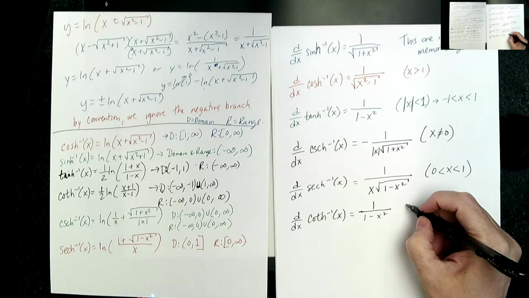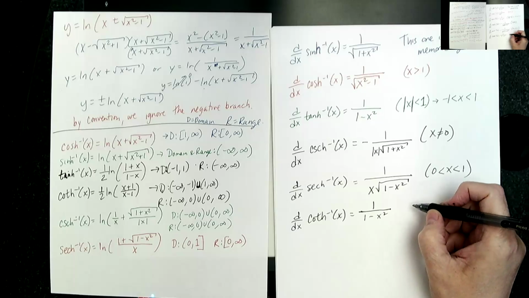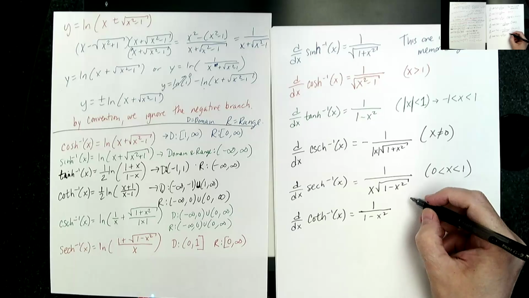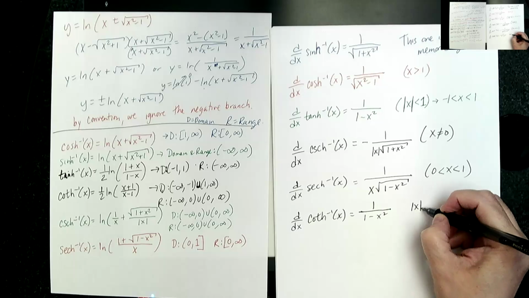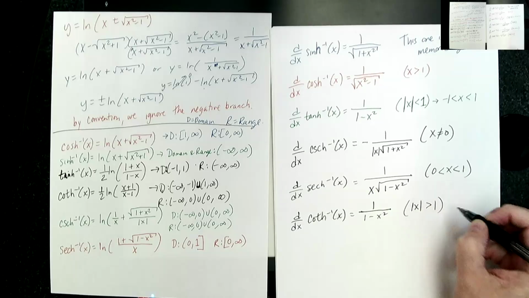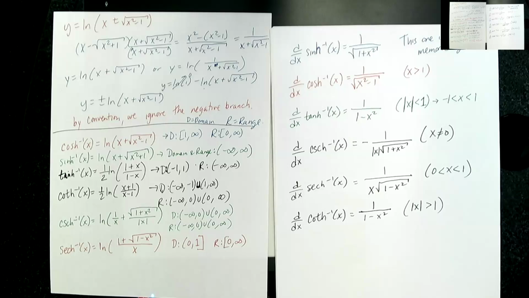It's 1 over 1 minus x squared, which is nice. And we require absolute value of x to be greater than 1 this time. So it's just like the hyperbolic tangent, but the opposite domain.